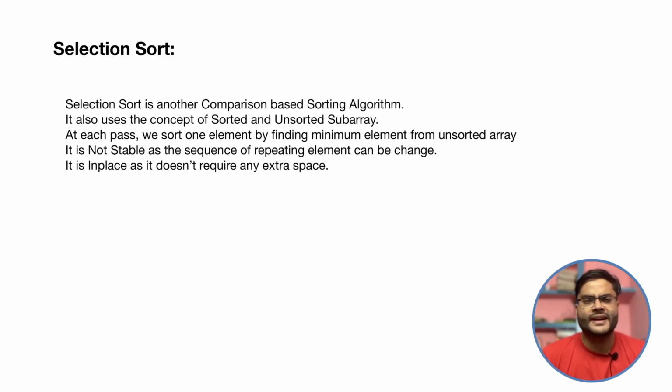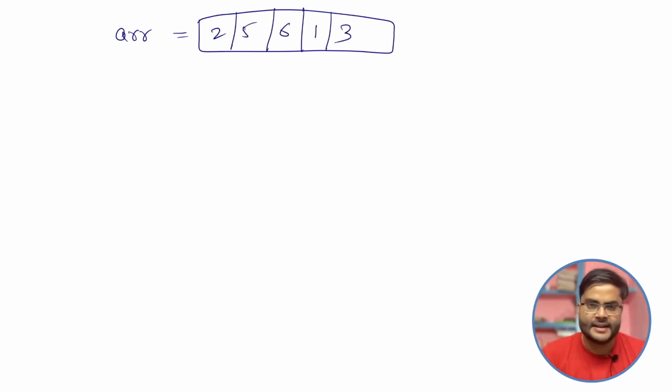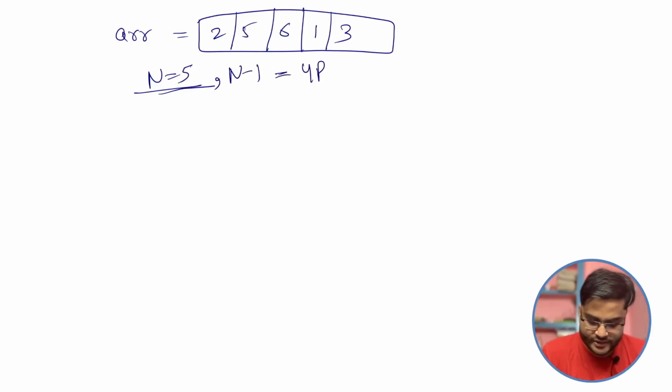Now if you can observe, it is more like same as bubble sort. Now what's the difference? In bubble sort, we were checking adjacent elements, and in selection sort, we are checking for minimum elements. Okay, so let's take an example. Let's say we have an array, 2, 5, 6, 1, 3, right? Let's say we have an array of size 5. Okay, so it will take n minus 1 passes to sort the array. So it will take 4 passes to sort the array, right?